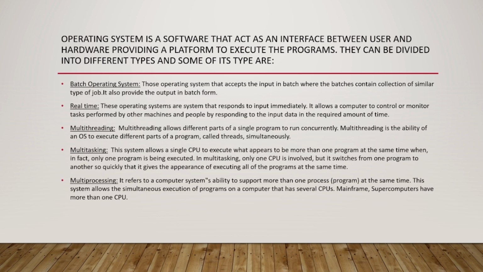Types of operating system. Batch OS executes jobs in batches. Real-time OS responds immediately to input. Multi-threading OS runs multiple threads of one program at the same time. Multitasking OS runs many programs at once using one CPU. Multiprocessing OS uses multiple CPUs to run programs simultaneously.